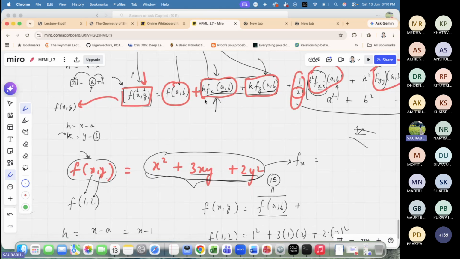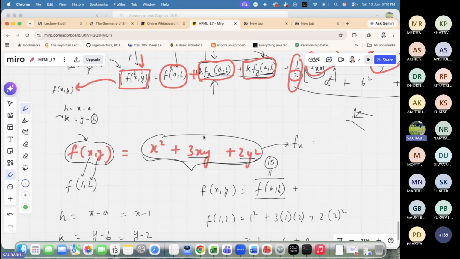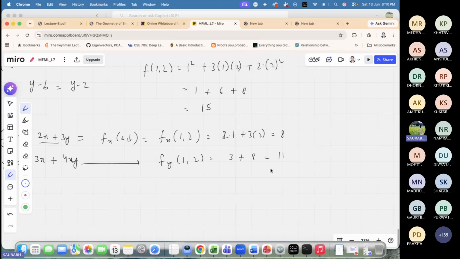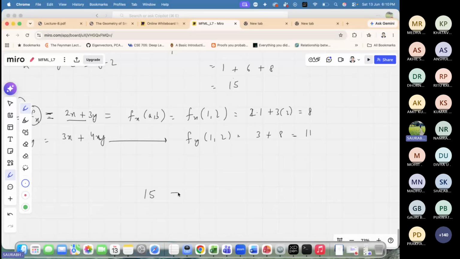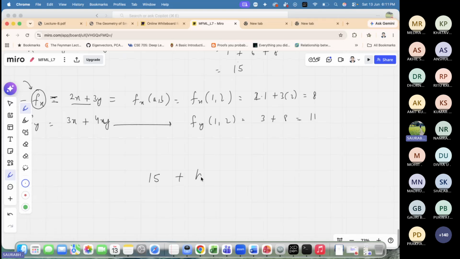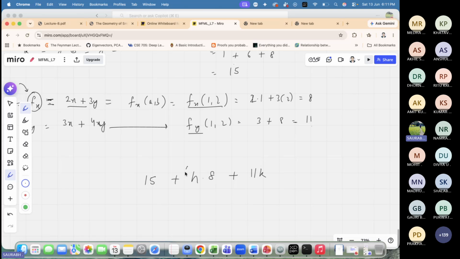h is what you already know, it would basically be x minus a. So if you have to write it out, you have f(1, 2) plus h into fx at (1, 2), which you already know is 8, plus k into fy, which is 11. And this is the first order derivative. Then you will be adding the second order derivative term, 1 by 2 factorial.